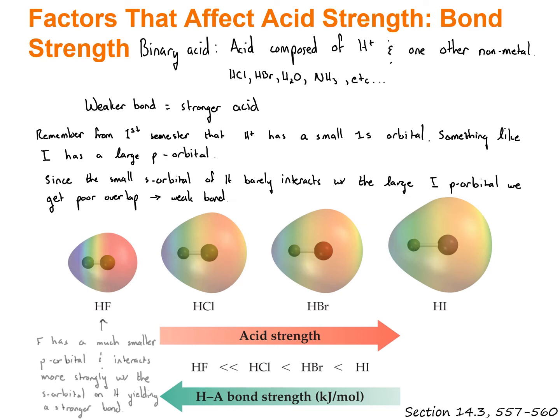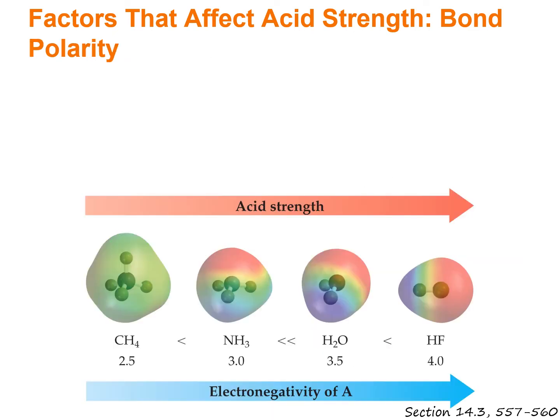However, when we look at something like HF, it has a much smaller p orbital and it's able to interact much more strongly with that s orbital of the hydrogen. And that's going to yield a stronger bond. So one thing we expect, if we're looking at the acid strength, we can also correlate that with the bond strength. And as that bond strength gets stronger, we expect the acid to be weaker.